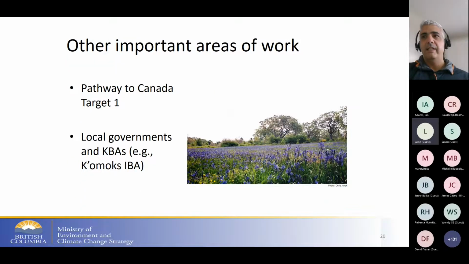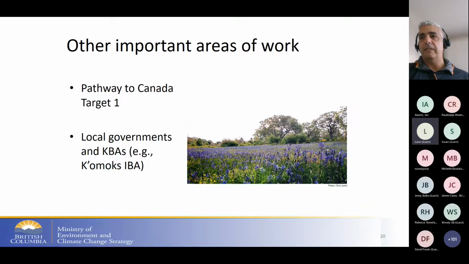Next slide, please. So in addition to the discussed entry points for KBA work, I'll just briefly touch on a couple others. So Pathway to Canada Target 1, BC is on the National Steering Committee for this, and KBAs are fully supported as a way to meet commitments by some participating jurisdictions, and that includes British Columbia and the federal government. Additionally, local governments have the ability to recognize important areas for biodiversity in official community plans.